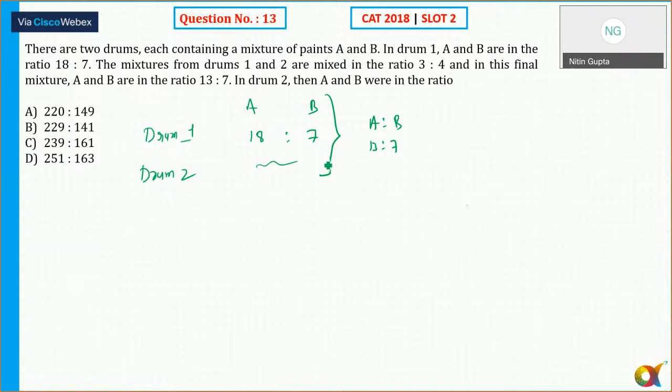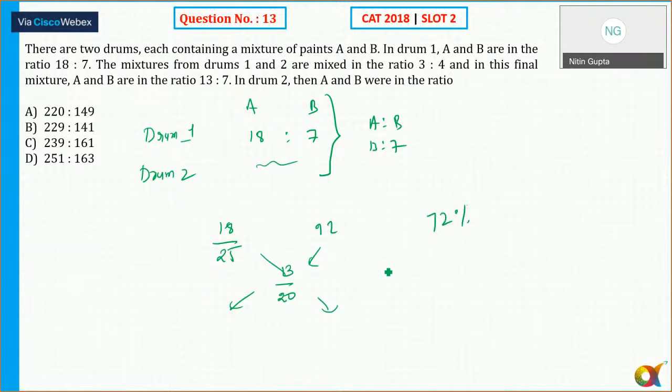So I can use the alligation rule. In the first drum 1, A is 18/25. We do not know the second, I need to calculate it here. But finally, the value of A is 13/20. Yes or no? 13/20. And we know that they are mixed in the ratio 3:4. So I'll apply the alligation rule here. 18/25 is equal to 72%.